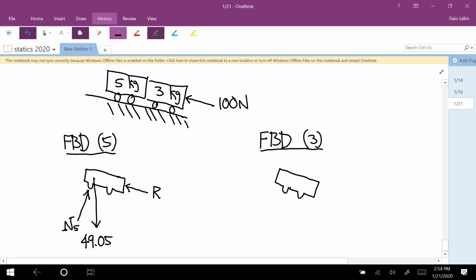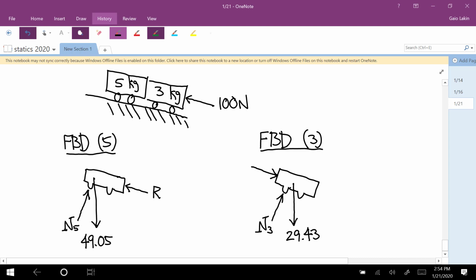So there's the outline. And there's a weight force of 3 times 9.81, so 29.43 newtons. And then there's a pushing contact from the ground, I'll call that N3. And then there's a pushing contact from the 5 kilogram cart. So that force is perpendicular to the surface of contact toward the chosen body.